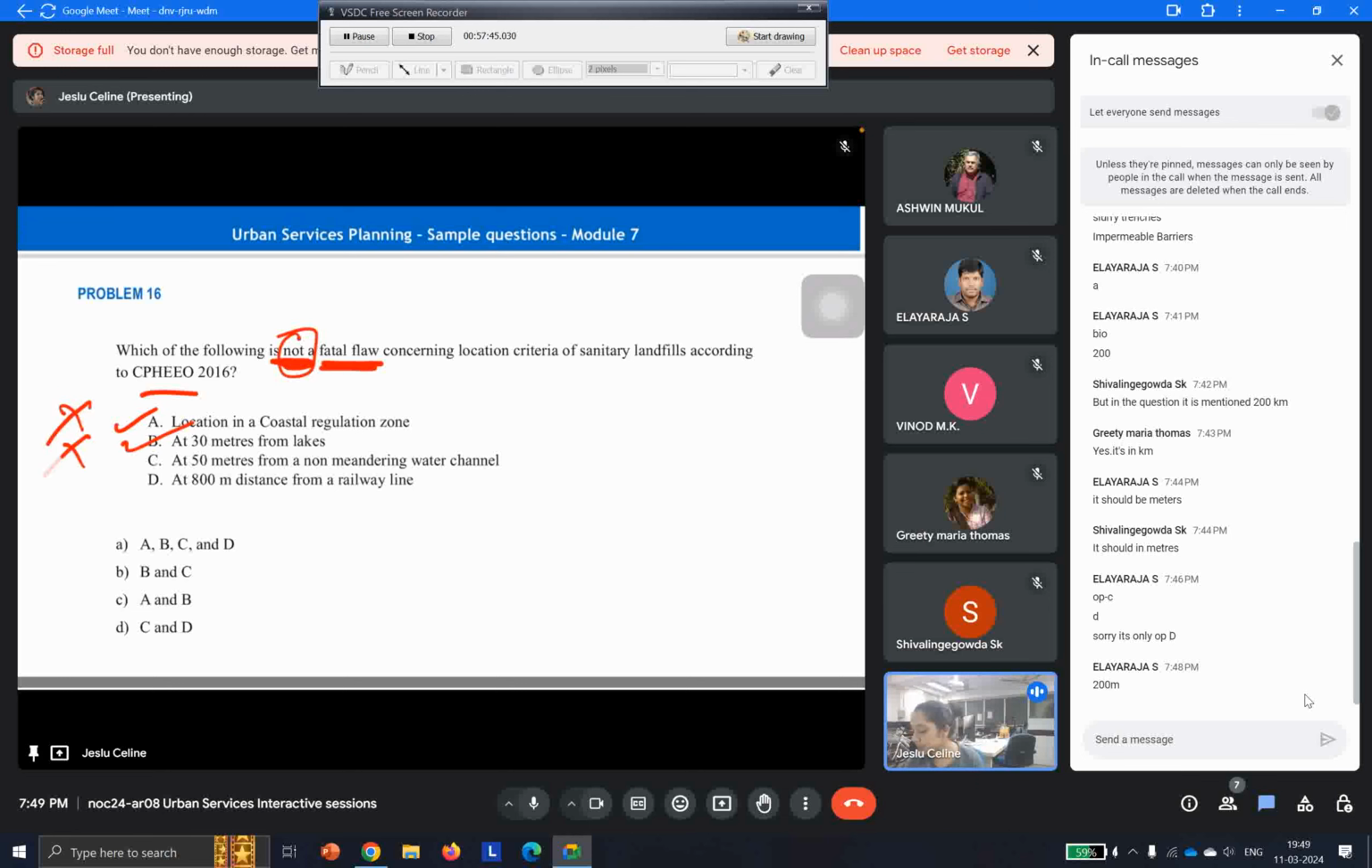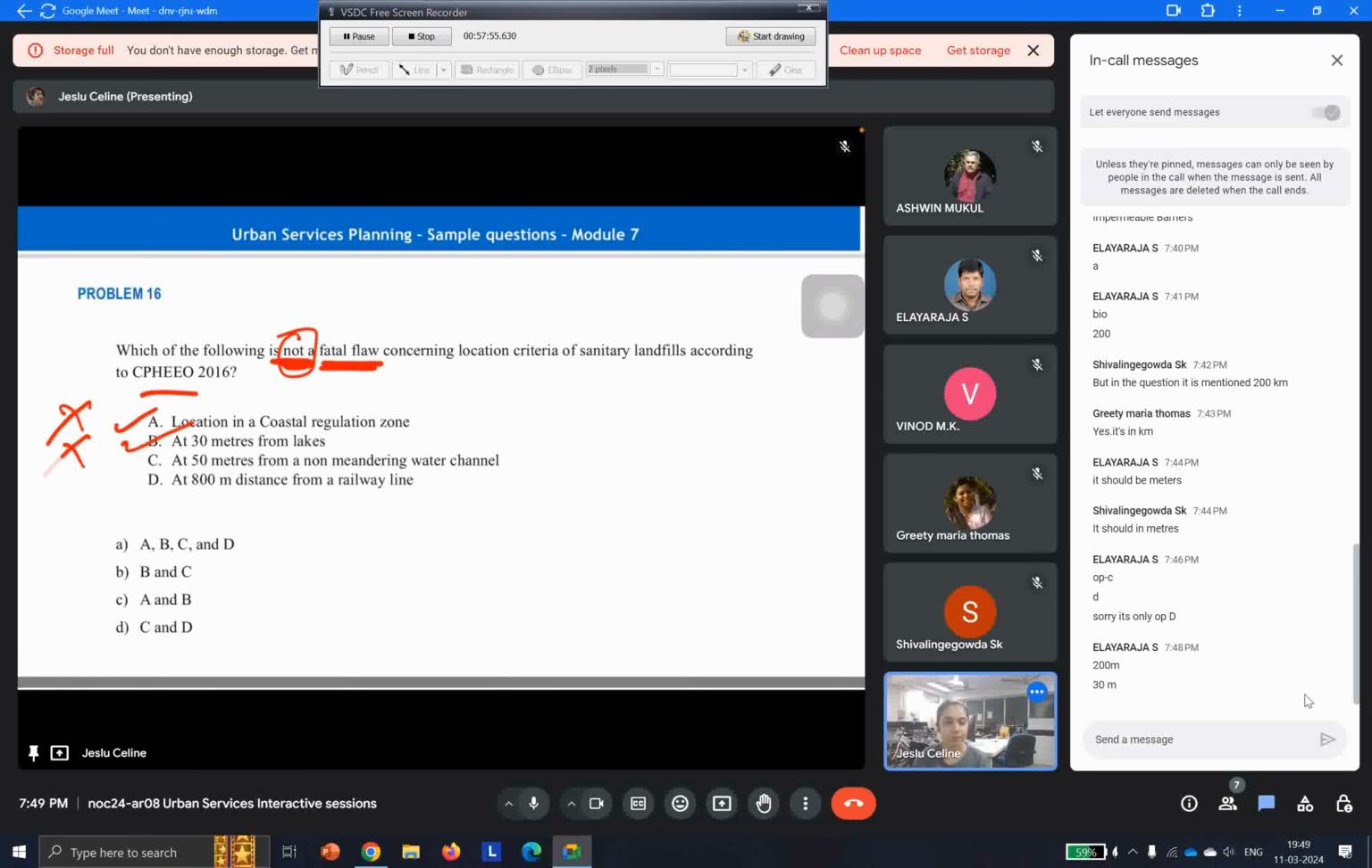Then option C says the landfill site can be located at 50 meters from a non-meandering water channel. From a non-meandering water channel, what is the minimum distance that has to be left? 30 meters, very good. Yes, it is 30 meters from a non-meandering water channel. So 50 is greater than 30, which means this is not a fatal flaw, which means it can be the answer to this question. And the next one is at 800 meters from a railway line.